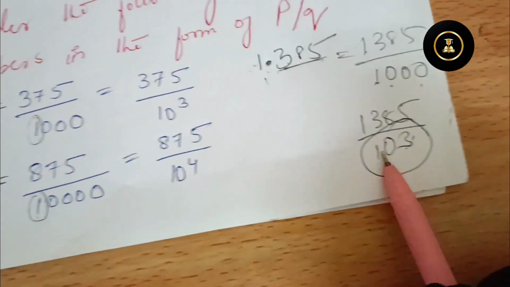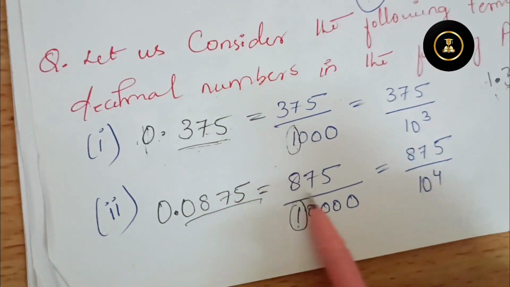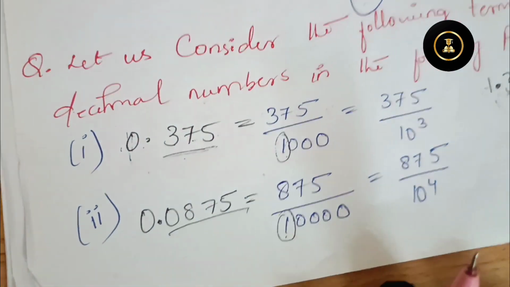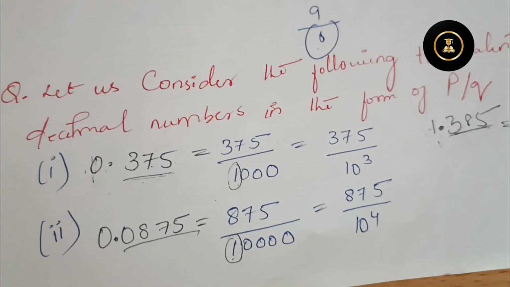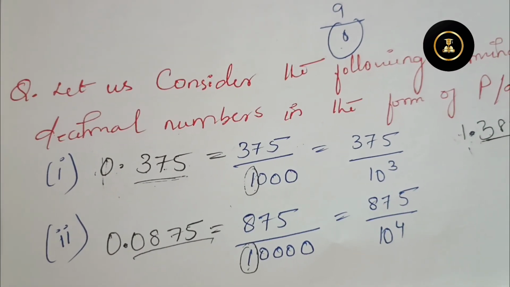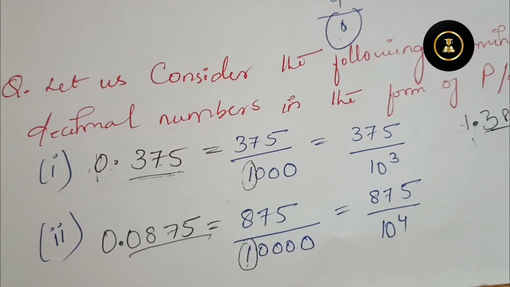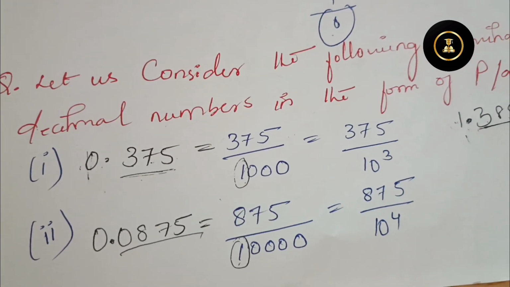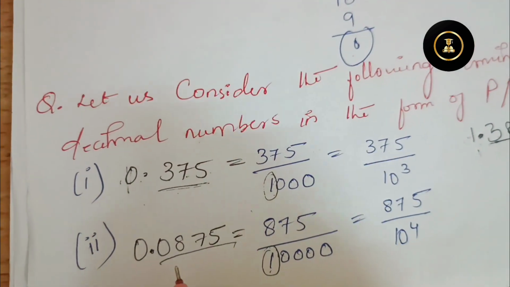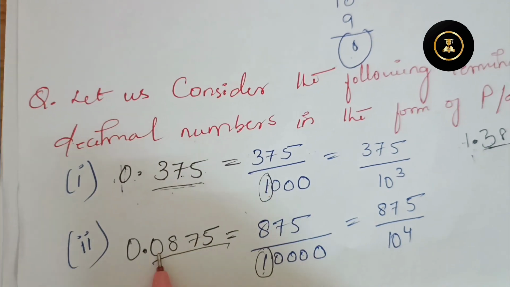I hope you understood. So similarly, if they gave 0.0875, we have to convert it into p by q form. Just write all the numbers in the numerator. Here 0 is given, so 0 doesn't matter. So I wrote 875 by 1. How many zeros should I keep after the 1? After the point, how many digits are there? 1, 2, 3, 4 digits are there.